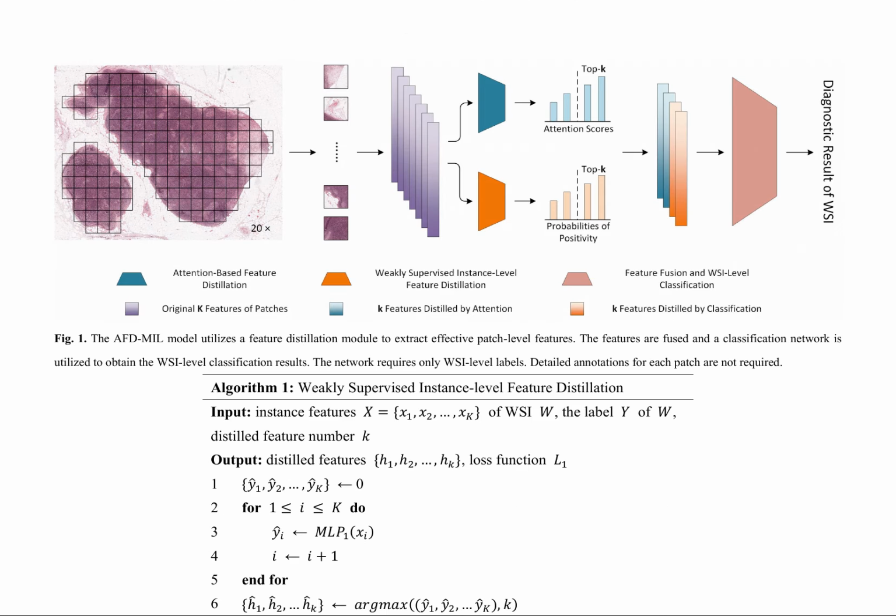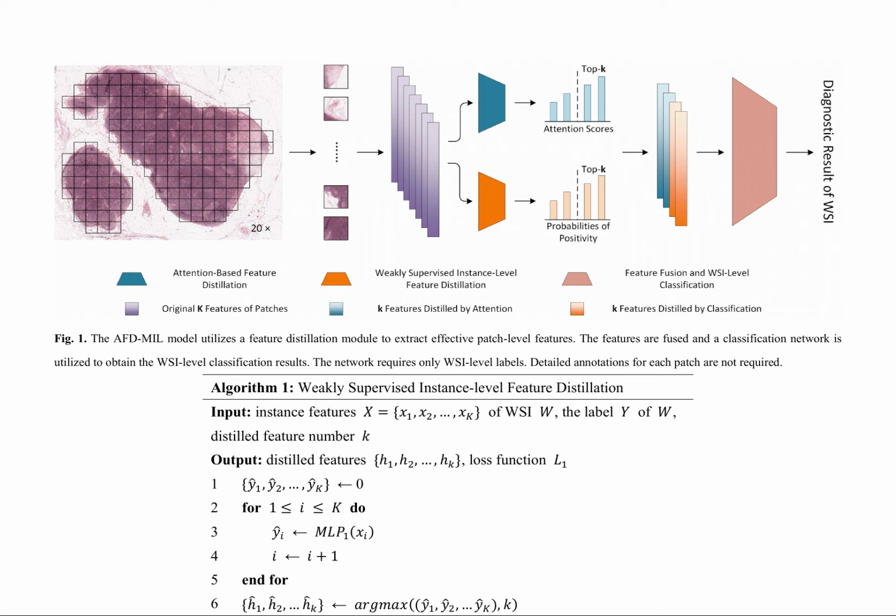The AFD-MIL model, as depicted in Figure 1, is designed to improve the performance of multi-instance learning in whole slide images, WSI, by refining feature extraction and fusion processes. It utilizes a feature distillation module that includes 2 distinct channels: weakly supervised instance-level feature distillation and attention-based feature distillation. This dual-channel approach aims to enhance the model's ability to identify relevant features within patches, leading to more accurate WSI-level classifications.